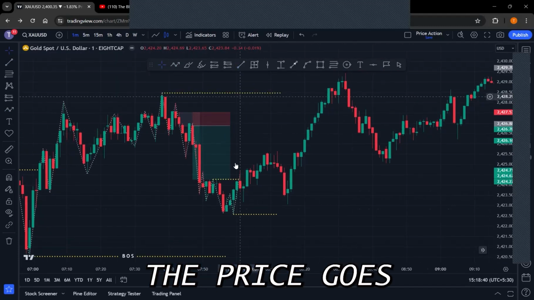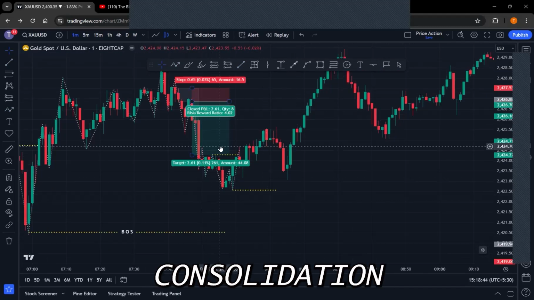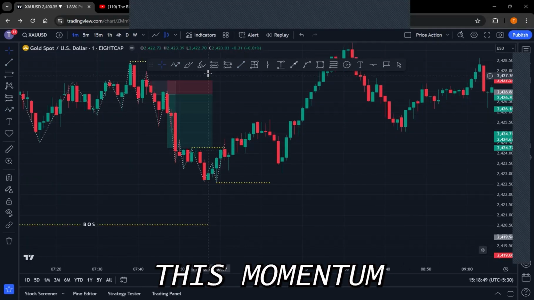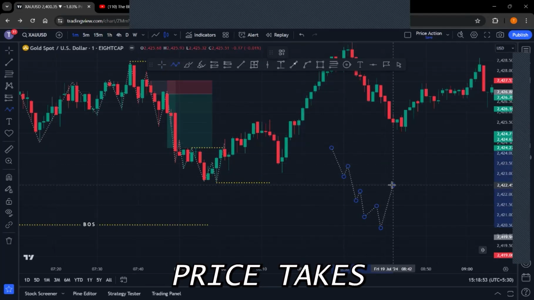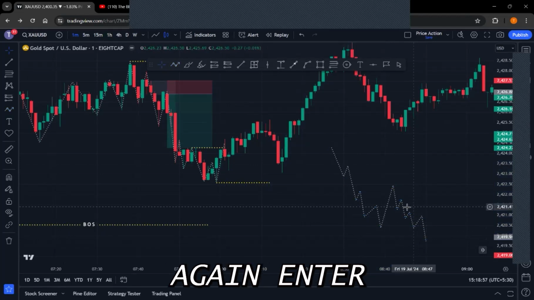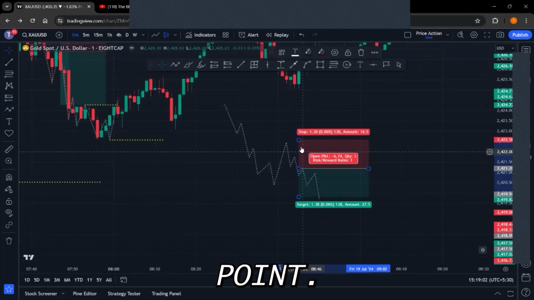Okay, and if the price goes above this level, then I told you, you will not be looking for selling. Now, this is a kind of consolidation that you have to be very much looking for, because either this momentum continues, and once the price starts making lower highs and lower lows, takes out the previous highs and then again starts creating lower highs and lower lows, we can again enter this trade from this point.